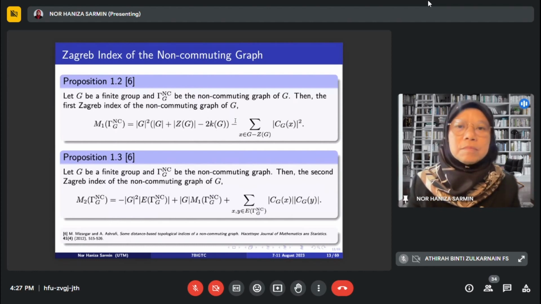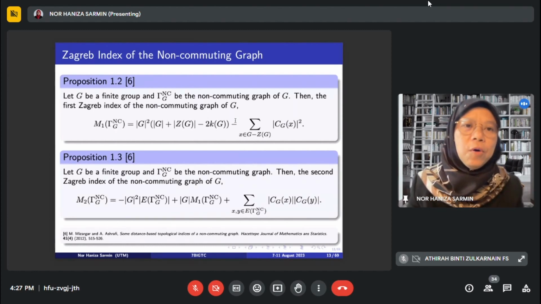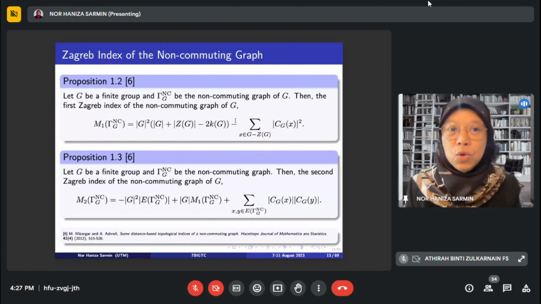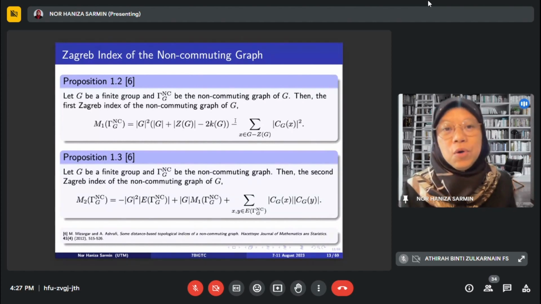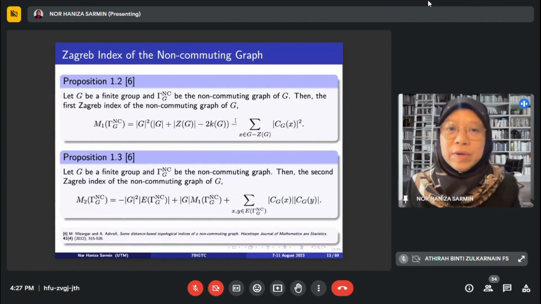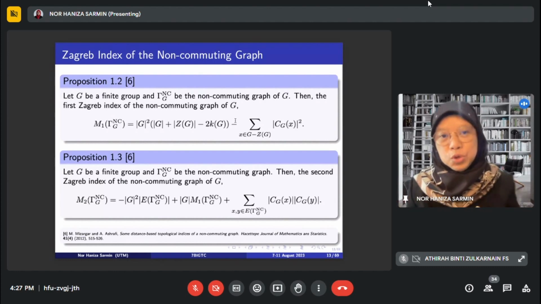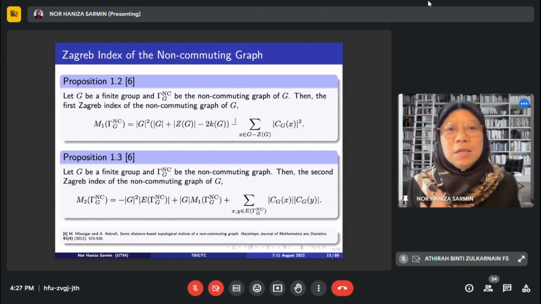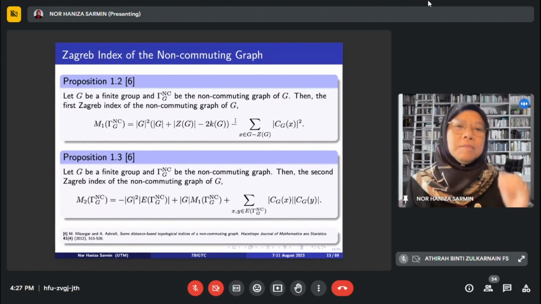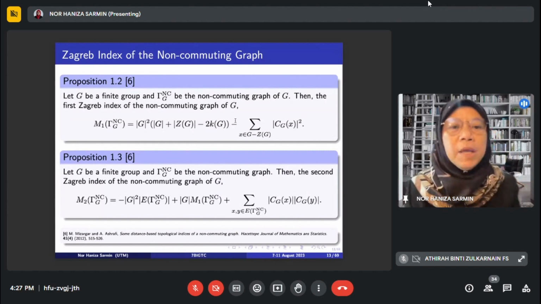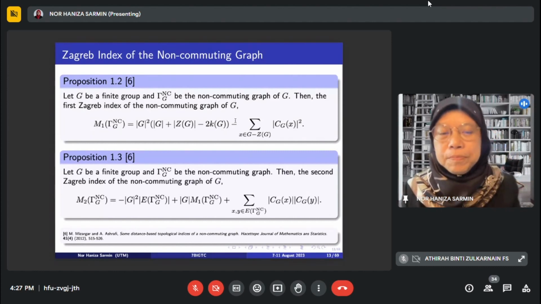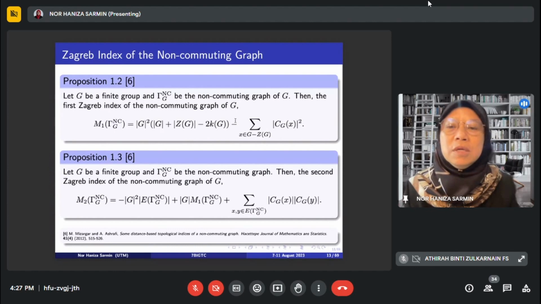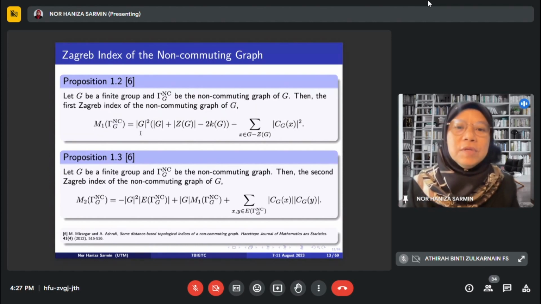For the Zagreb index, we also have a property specifically for the non-commuting graph, in which you don't have to use the definition, finding the degrees, squaring and summing all of them. If G is a finite group and we have the non-commuting graph of G, then the first Zagreb index can be calculated using this formula.